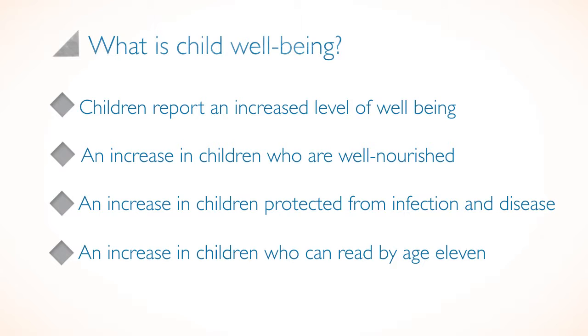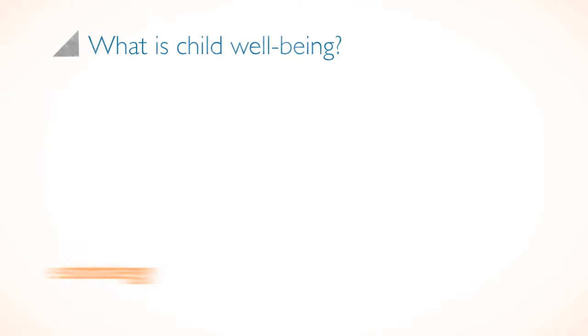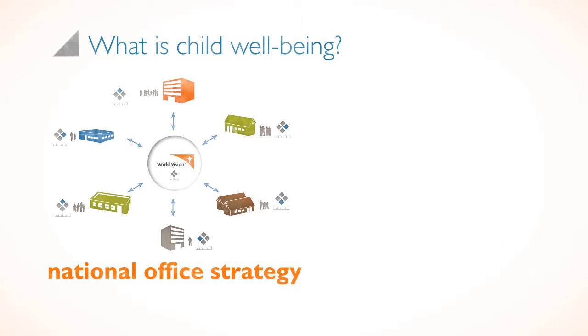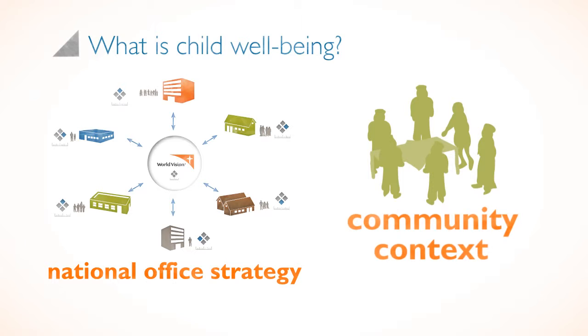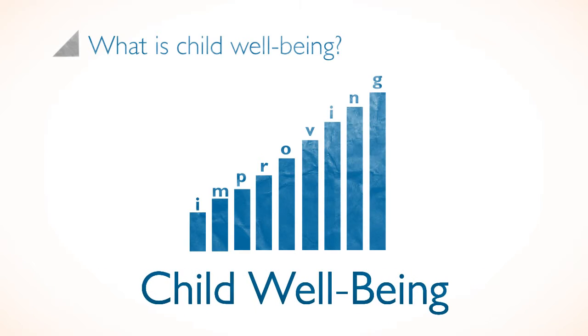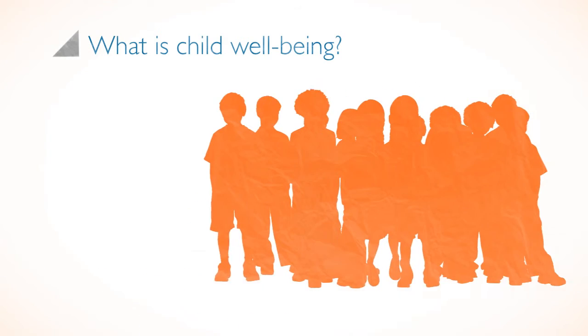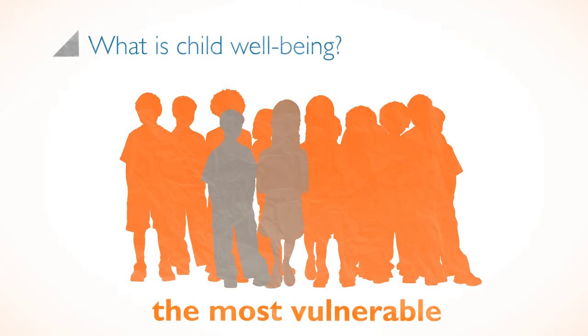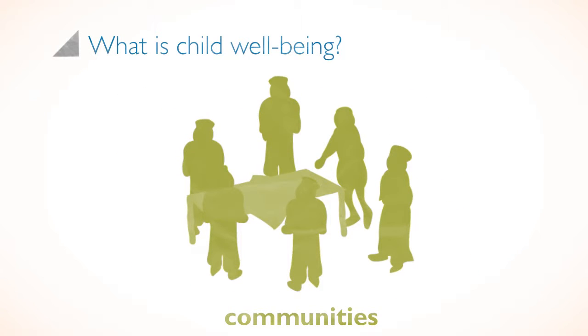Your programs should contribute to those child well-being targets that are prioritized in your national office strategy and relevant to your community context. A few other points to remember as we work towards improving child well-being. We must intentionally include the most vulnerable children. If we do not, these children get left out. Work with communities to identify and include the most vulnerable children and their families.